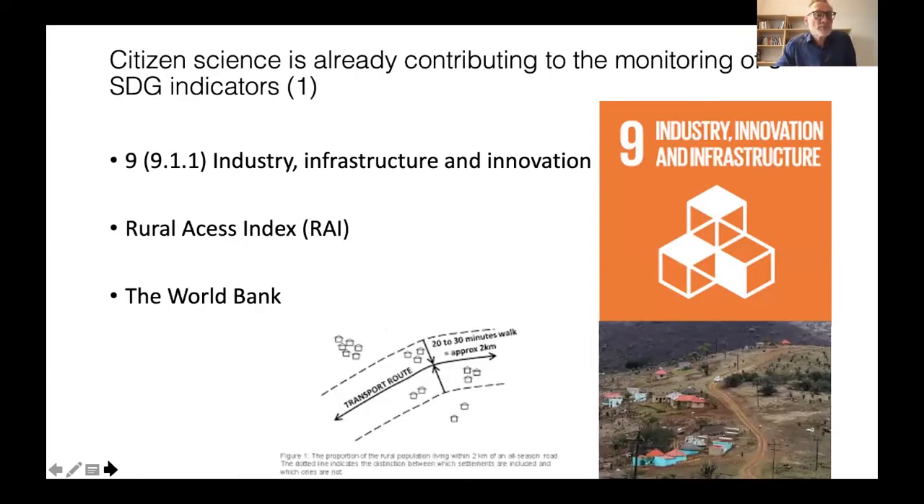So citizen science is already contributing to the monitoring of 5 SDG indicators, and one of these is the number 9, industry, infrastructure and innovation, and there are several citizen science projects contributing to the Rural Access Index, and the custodian of this then is the World Bank. I don't know if you're familiar with Rural Access Index. I'm not so much, but it is about the possibilities of transport in a land and how that could be enhancing the industry and infrastructure and innovation of that particular part of the world.